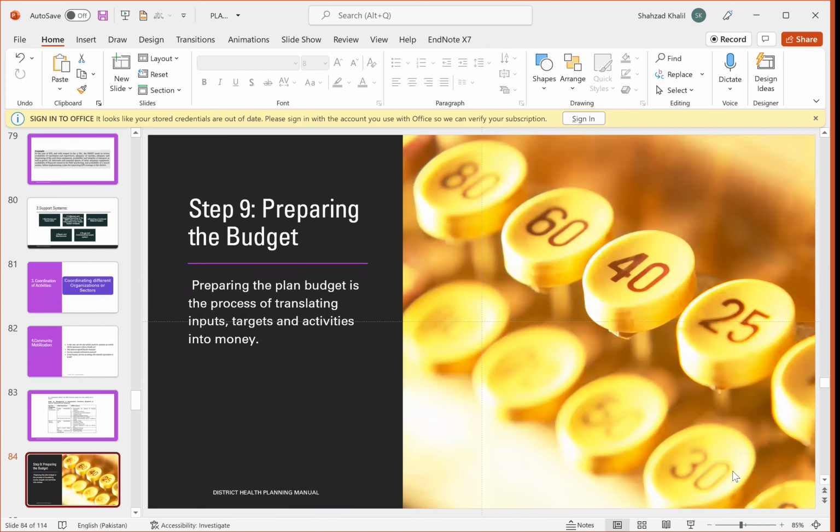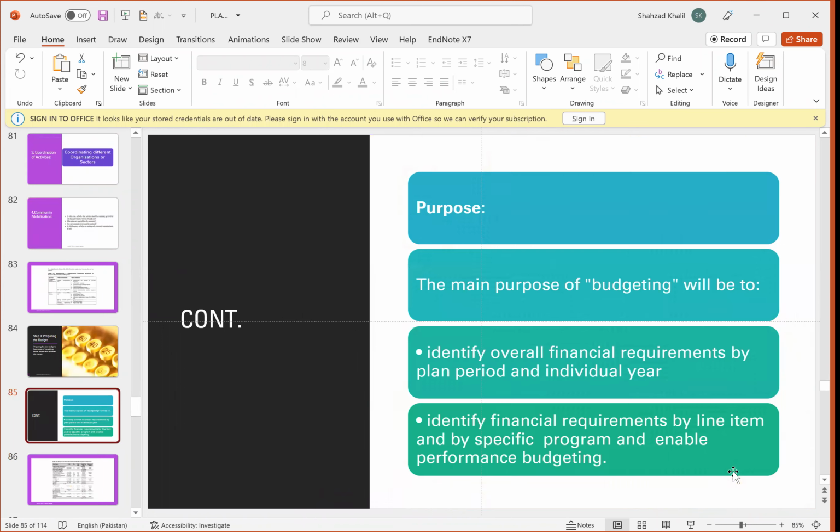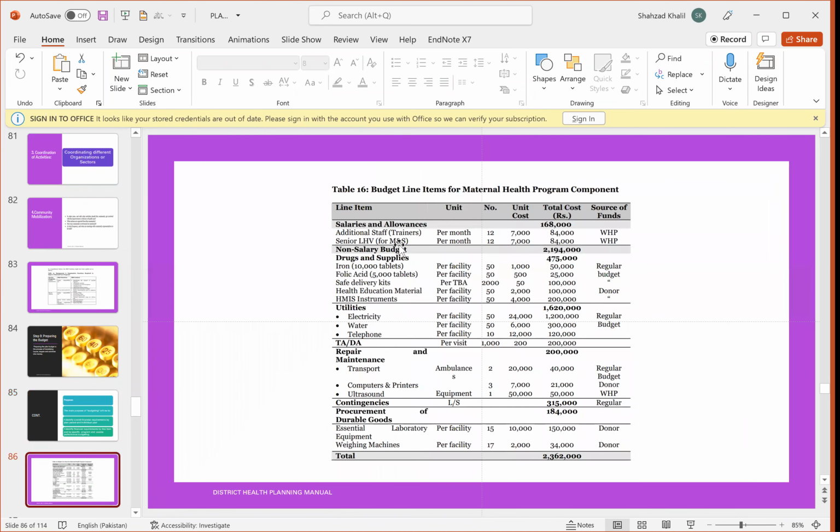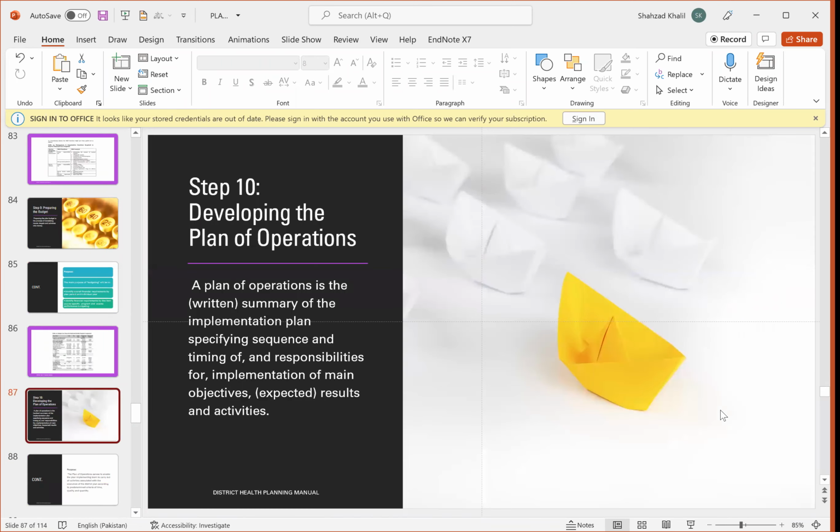Preparing the budget. Preparing the planned budget is a process of translating inputs and target activities into money. The purpose is to identify overall financial requirement by plan period and individual year, identifying financial requirement by line item and the specific program, and enable performance budgeting. You can see the budget line items of the maternal mortality program. Line items are the salaries, non-salary budget, drugs and supplies, utilities, TA/DA, repair maintenance, contingencies, procurement, durable goods, and then the total budget.